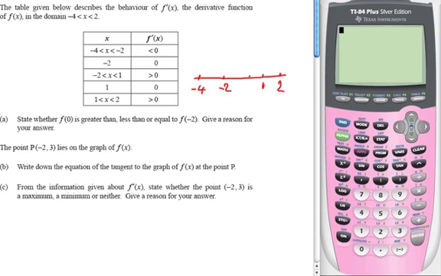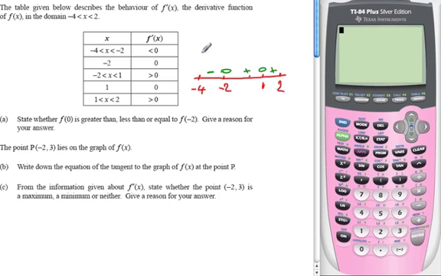So let's just get a different colour. Between -4 and -2, the gradient is less than 0, so I've got a negative gradient here. At -2, I've got a gradient of 0. From -2 up to 1, the gradient is greater than 0, so this is a positive gradient. The gradient is 0 again at 1, and then the gradient is positive again, so between 1 and 2, the gradient's positive.